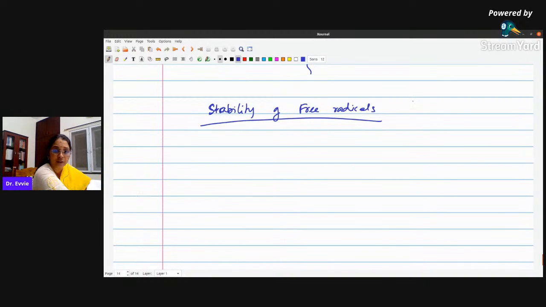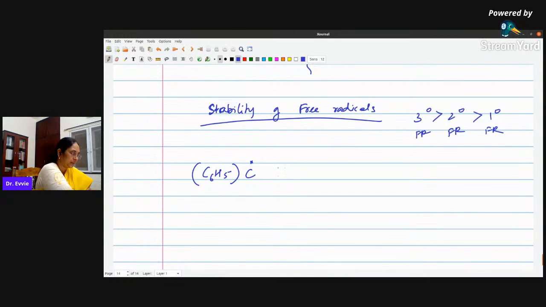In your 11th standard next chapter, you will study that the tertiary free radical is more stable than secondary, which is more stable than primary. This is what you will be studying in your textbook. But if you want to go for a competitive exam, please write the stability order. It is again just like the carbocation: the triphenyl carbon free radical, which will be greater than the others. Instead of C6H5, you can also write Ph, three times, so C6H5 or Ph. You can also write it like this.